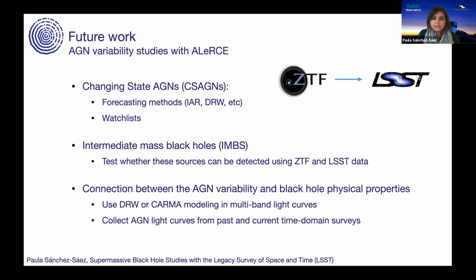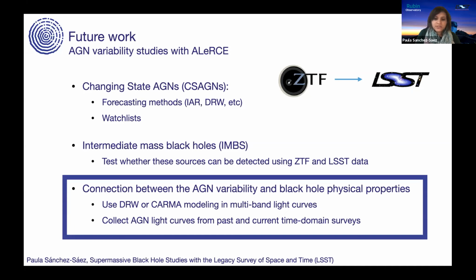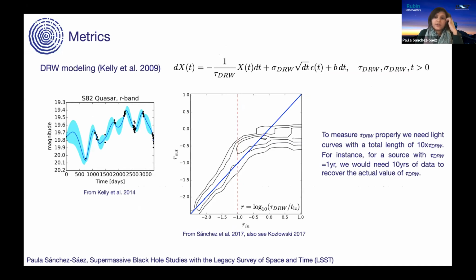So all these projects are being done with ZTF, but the idea is to get ready for LSST once it starts operations. And in particular, I want to take a couple of minutes to discuss some metrics regarding this modeling of light curves, because Roberto already said something about this. When you try to model light curves of AGNs with damped random walk and you want to use the features to study the physics of the sources, you need to have long light curves.